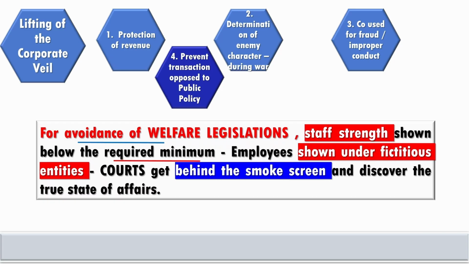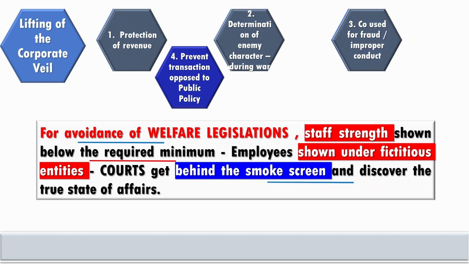Example, to avoid welfare legislations, there is a bad practice of showing the staff strength at a lower level by splitting it between 2 different companies. In such a case, the court will find out who are the promoters behind those 2 split companies who can be brought to book, and this is where the corporate veil is lifted.